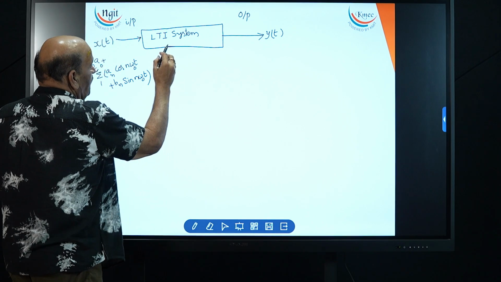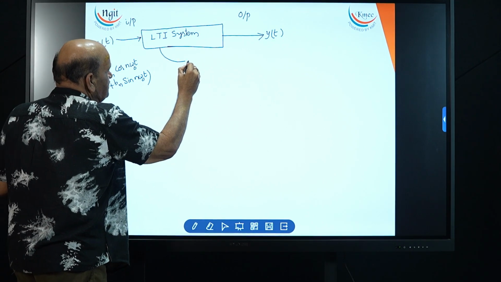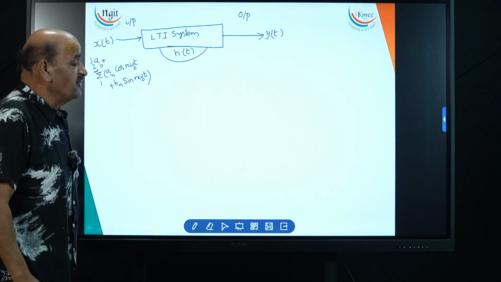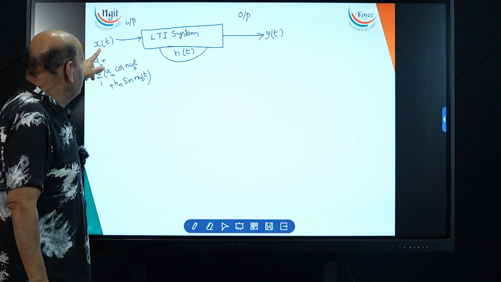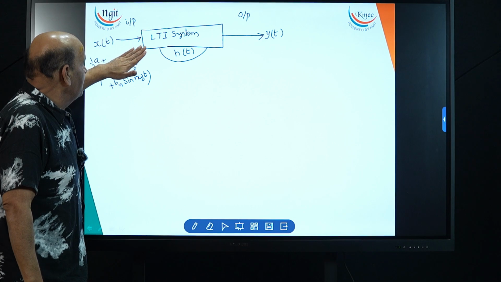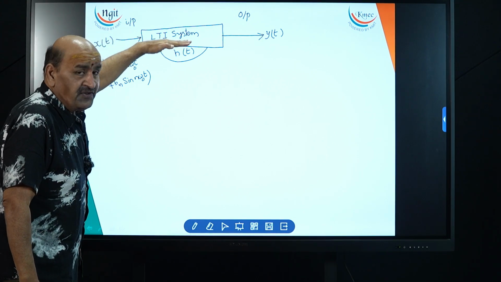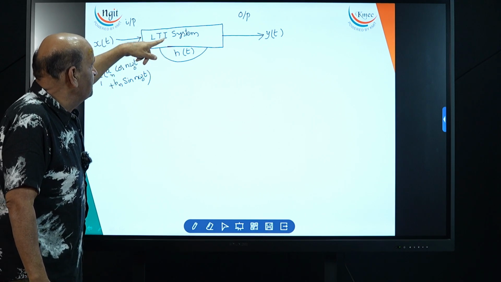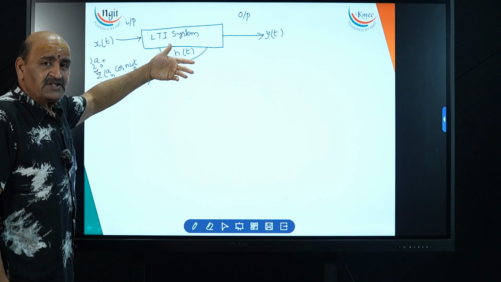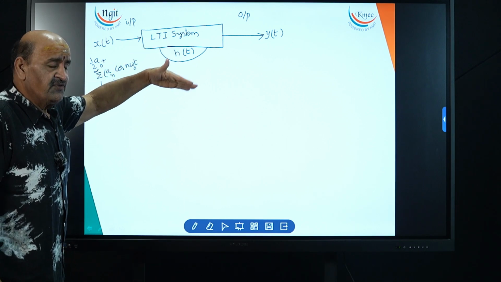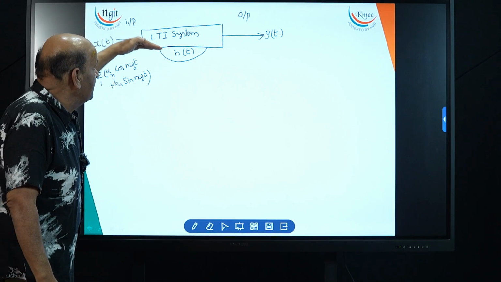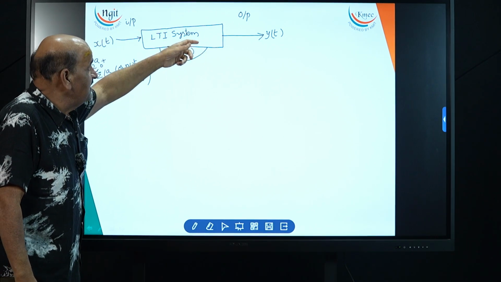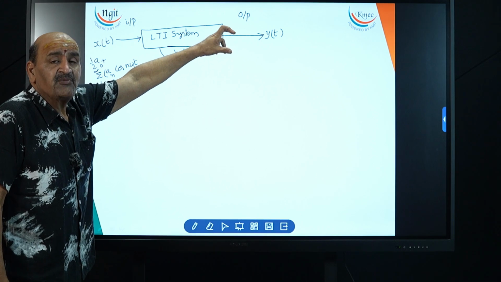Now look here, what is the response of this system actually? Internally, the system has a frequency wave of its own, for example, h of t. The signal we are giving is x of t. The moment it enters the system, it is mixed with the frequency wave of the system. Every system has its own wave frequencies, and the two will be combined. The corresponding output is called the response of the system.